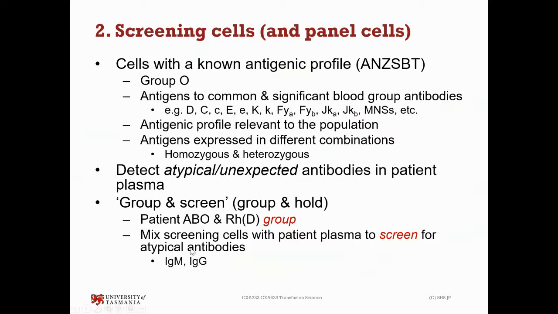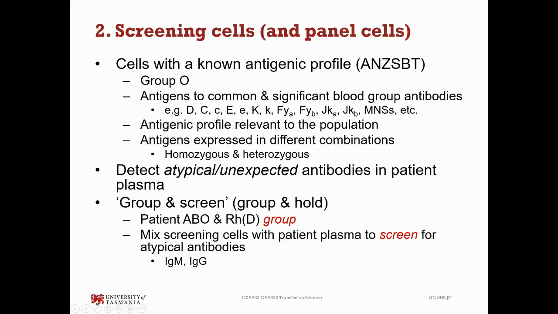And so we use these screening cells and the panel cells to help us detect the unexpected antibodies in the patient plasma. This is what we use when we are using the indirect antiglobulin test. These are the cells that we are trying to sensitize if there is an unexpected antibody in the patient's plasma. That's what group and screen or group and hold means: we're doing the ABO and RHD group on the patient, and we are checking their plasma to see if there are any atypical or unexpected antibodies in the plasma.